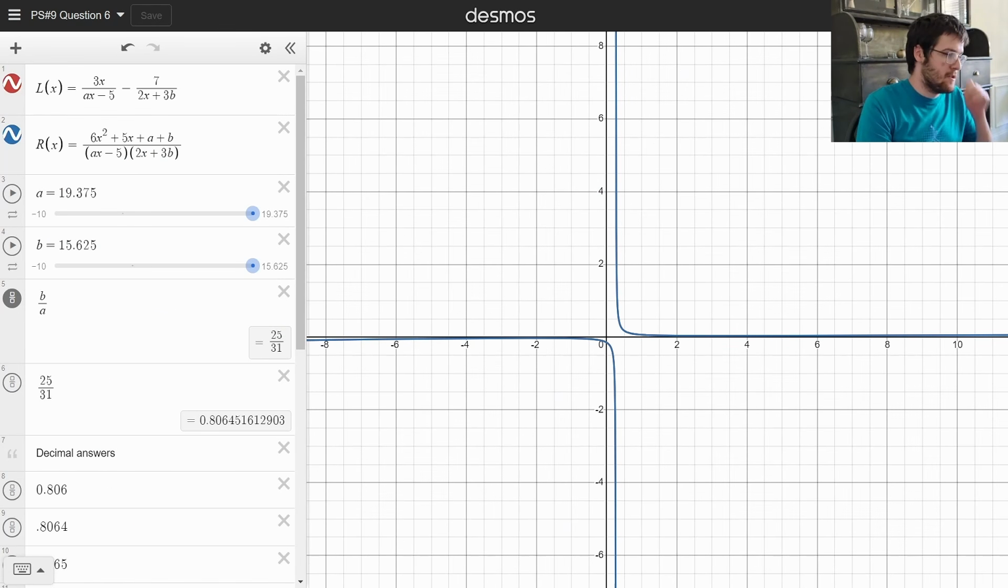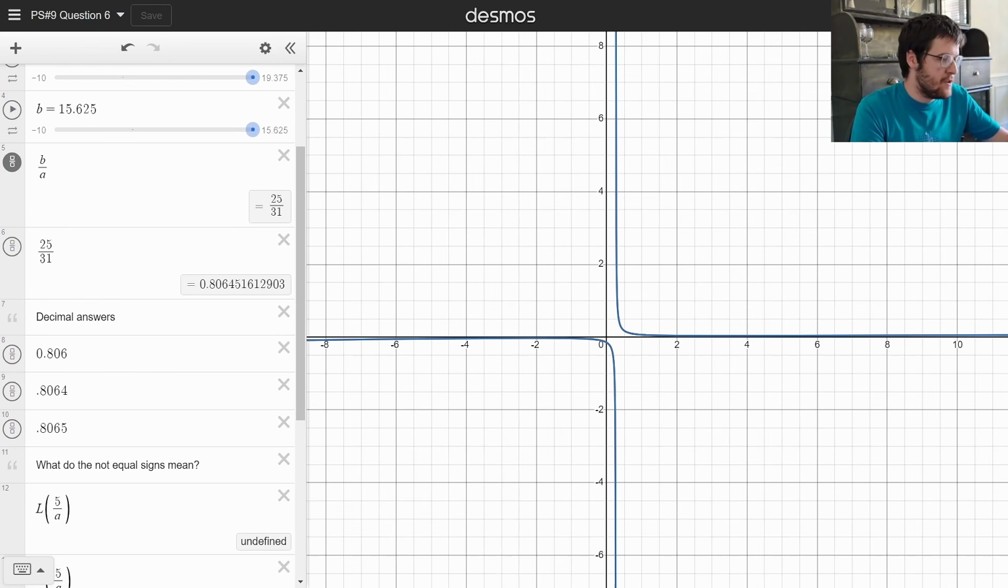Okay, guys, so you see I typed in the left-hand side. You could just use y equals, you don't have to use function notation. You can say y equals 3x, blah, blah, blah. Y equals blah, blah, blah. And I typed in a = 19.375, b = 15.625, which is what we got. B over a is 25 over 31. Here are the decimal answers, if you care about that. I have no idea why you would use the decimal answers, but people always ask me in the comments, so there you go.